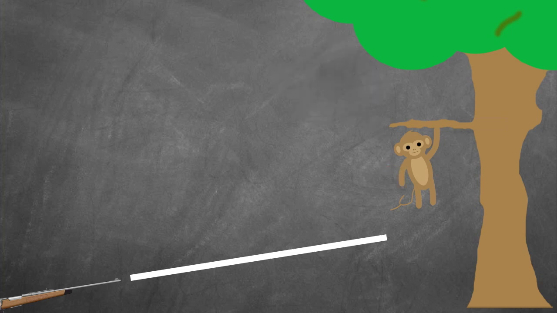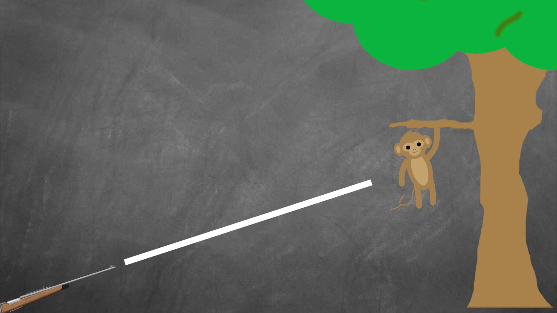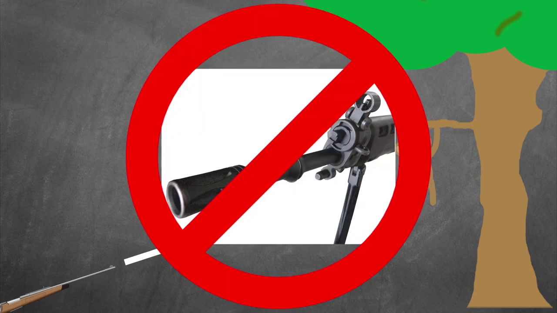The answer is actually pretty straightforward. Just aim right at the monkey because gravity will affect the bullet and the monkey in the same way. The firing velocity doesn't even matter.